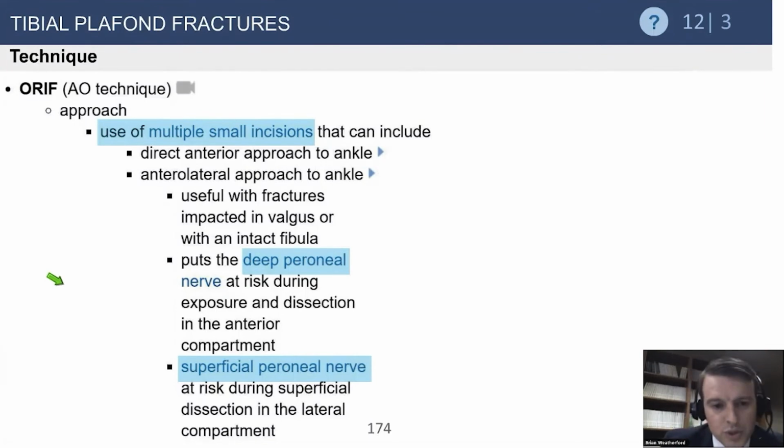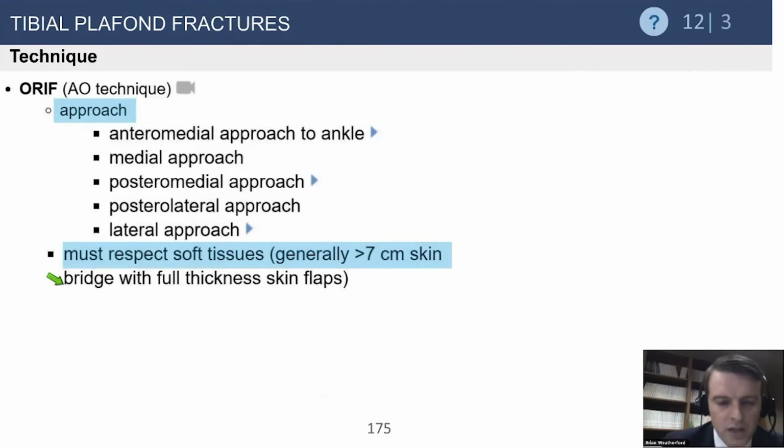That exposure puts both the superficial and deep peroneal nerve at risk with the exposure and dissection into the anterior compartment. The superficial peroneal nerve is at risk with the initial exposure. It's going to be right there as soon as you make your incision. The deep peroneal nerve is at risk during the deep dissection as you elevate the anterior compartment musculature and sweep it from lateral to medial to reveal the anterolateral distal tibia.